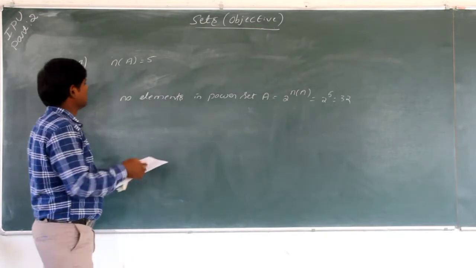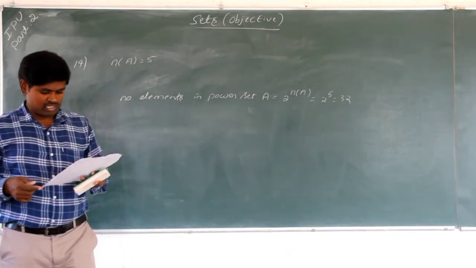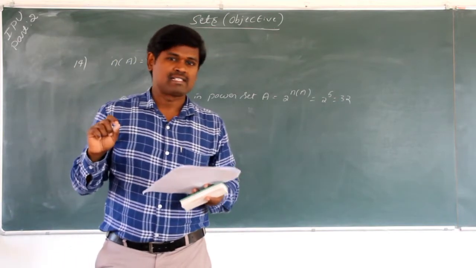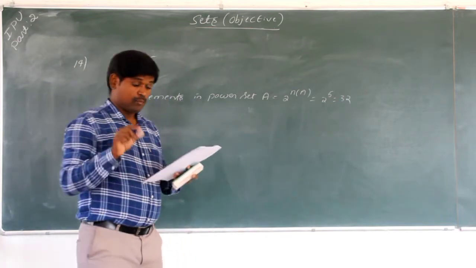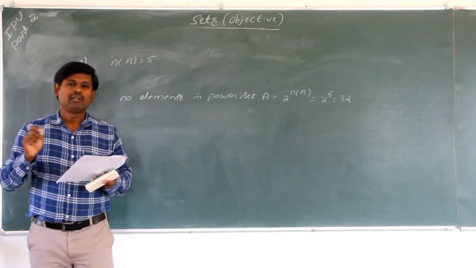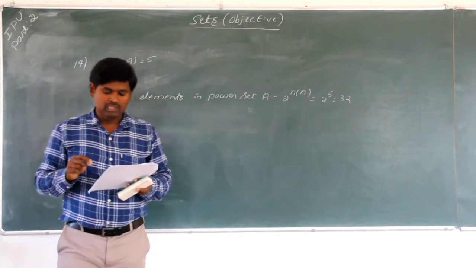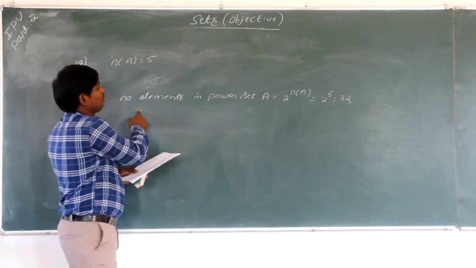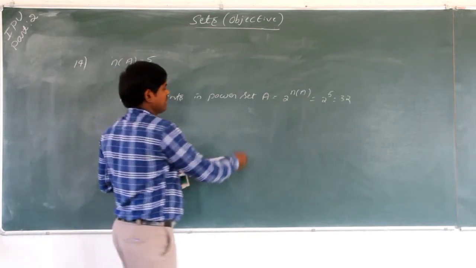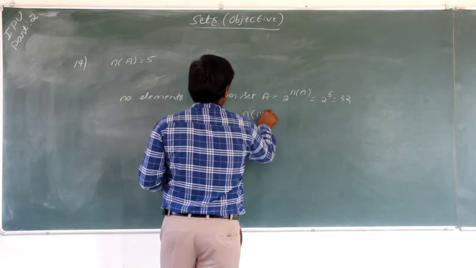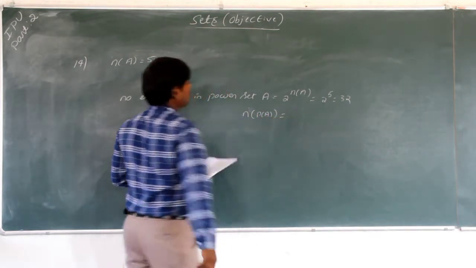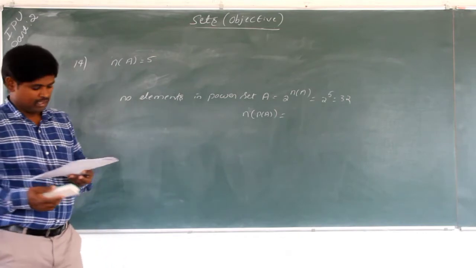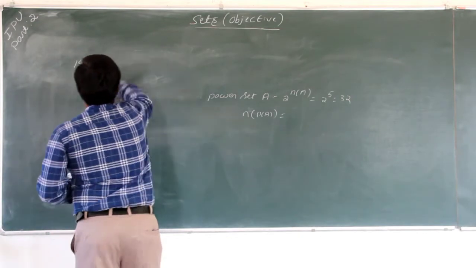So the approach is the same as in the previous question. In the previous question there were k elements, but in this question k is 5. Therefore, the number of elements of power set A, n of P of A, is nothing but 2 to the power of n of A, which is 32. Okay, next question.